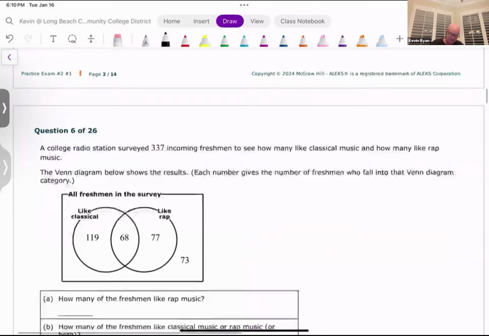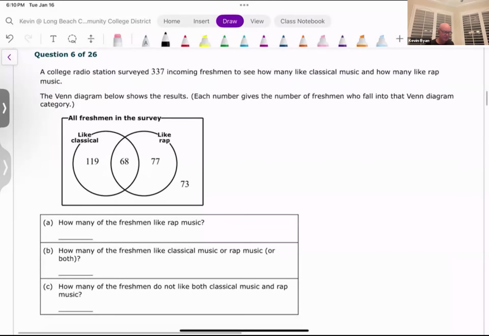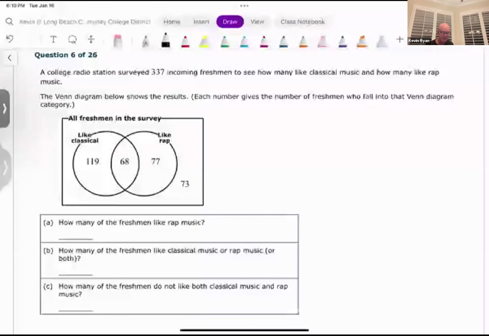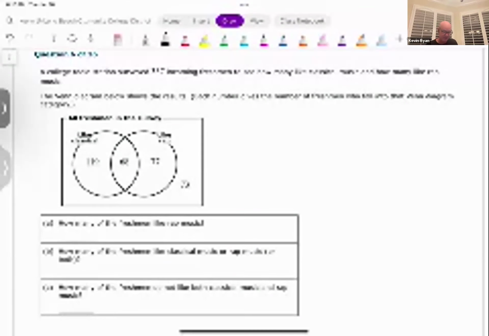Number 6, we have some Venn diagrams here. A college radio station surveyed 337 incoming freshmen to see how many like classical music and how many like rap music.